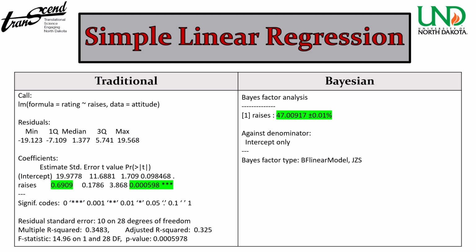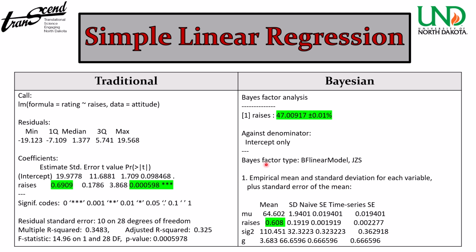Anyways, we see that raises was significant in our traditional model here, less than 0.05, and then we have an estimate for the actual relationship, 0.69. So that would be essentially the slope of our line. And we can get things here if you care about r squared, etc. And on the Bayes side of things, 47. That's the Bayes factor. That's very strong evidence for the alternative, so that there is a relationship between the two.